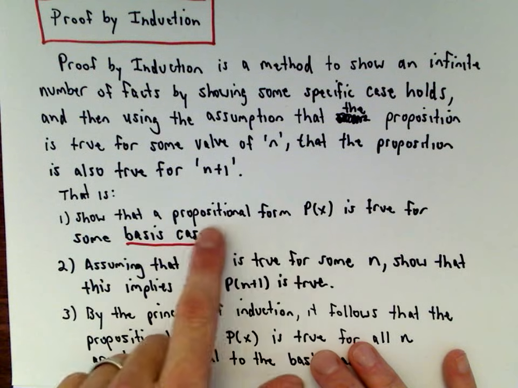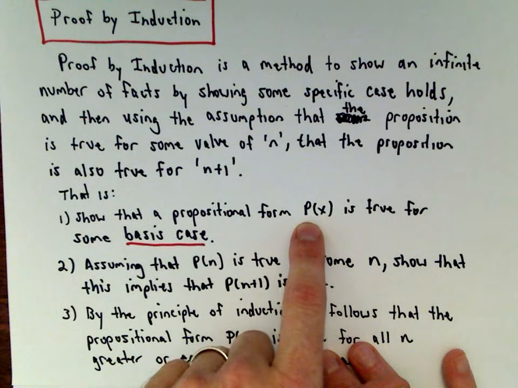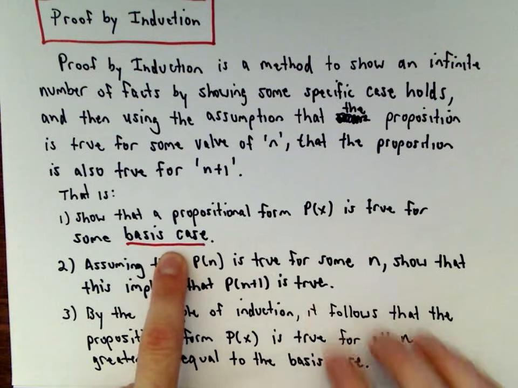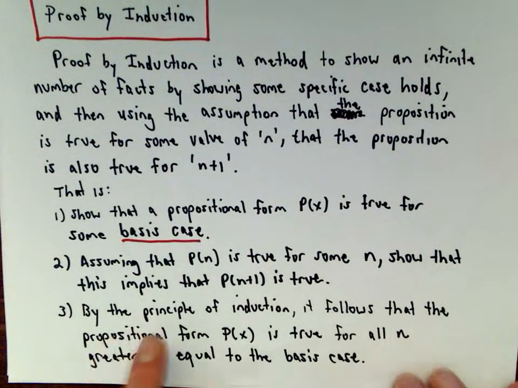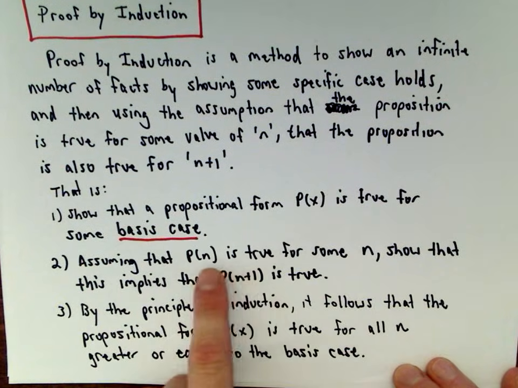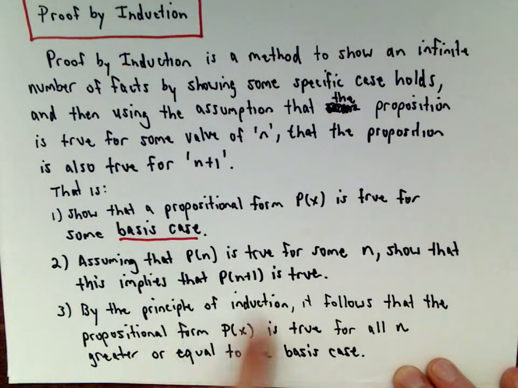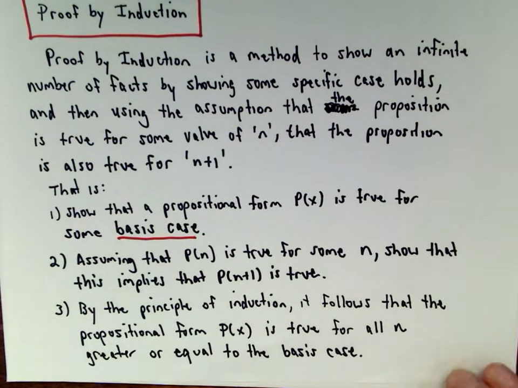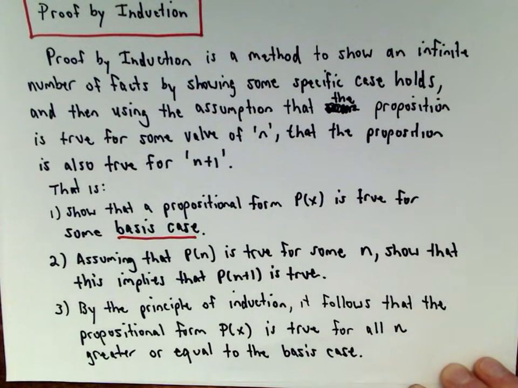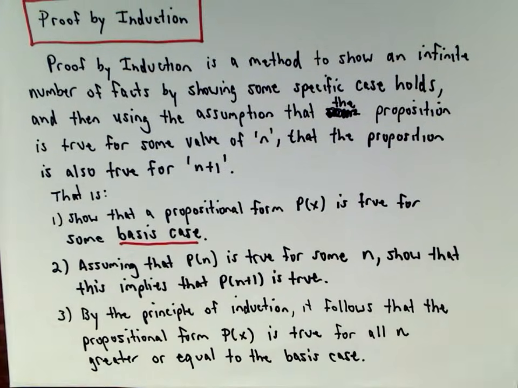So let's repeat this. We're going to show that a propositional form P of x is true for some basis case. This is just terminology. Assuming that P of n is true for some n, we're going to show that this implies that P of n plus 1 is true. So again, we're showing it holds for some n, then it holds for n plus 1 as well. And then by the principle of induction, it's going to follow that this propositional form is true for all n greater than or equal to the basis case.